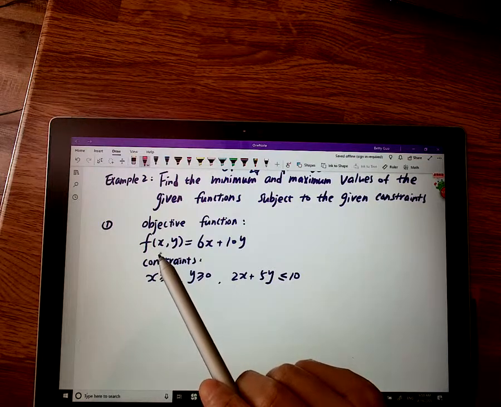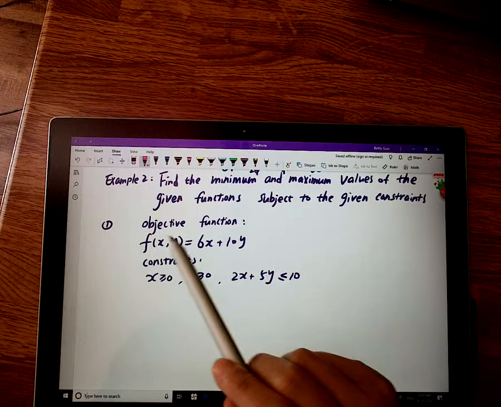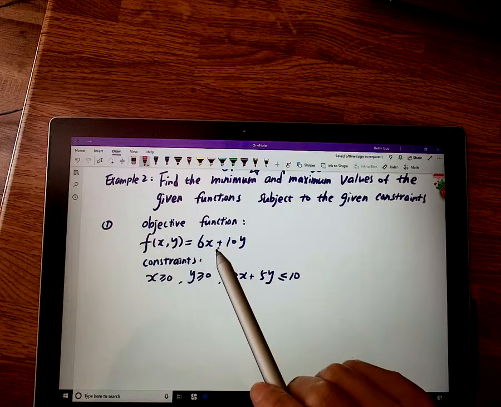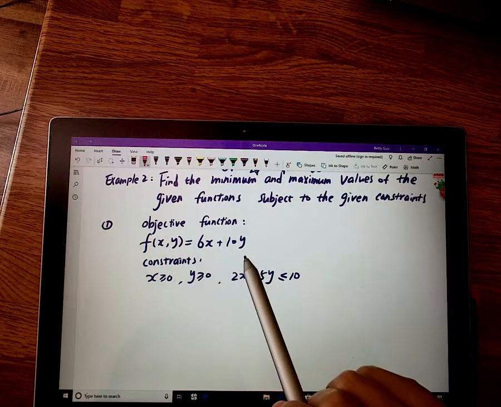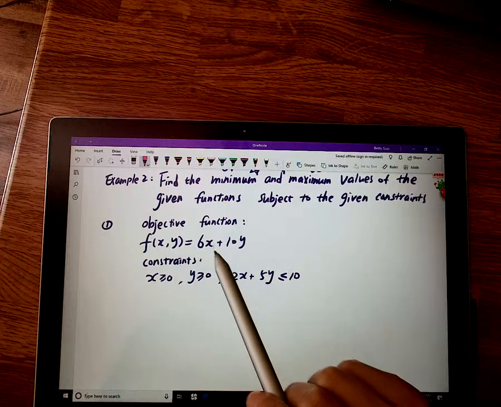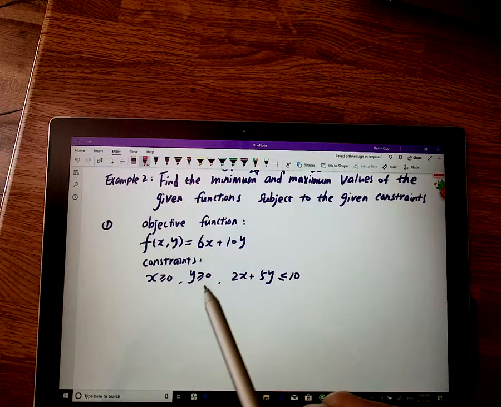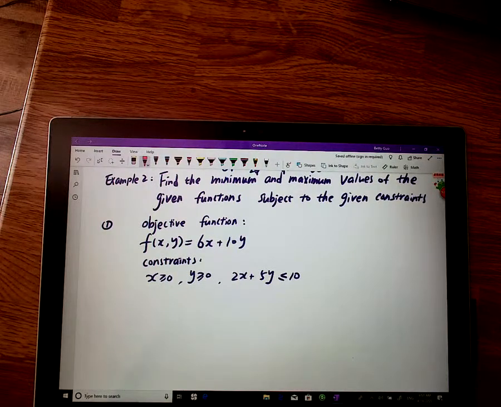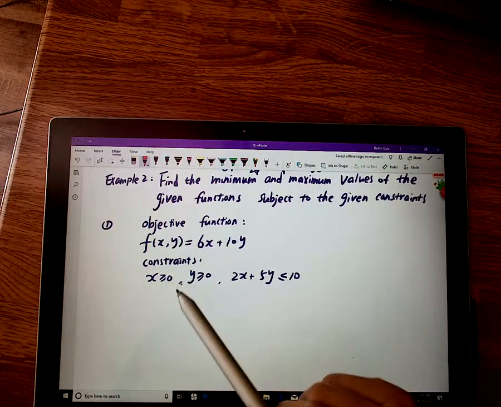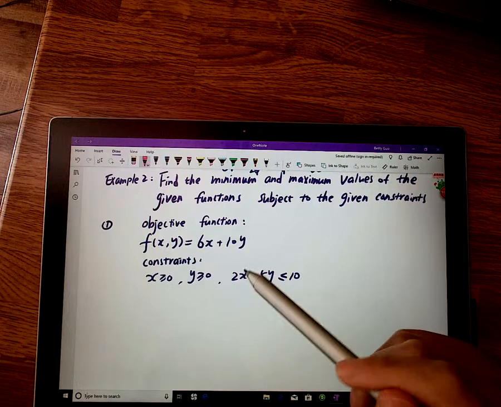It has 2 independent variables. The value of the function depends on x and y together. Depends on both x and y. So the objective function is 6x plus 10y. For the 2 variables x and y, we have the following 3 constraints. The second part of the linear programming problem is the constraints.